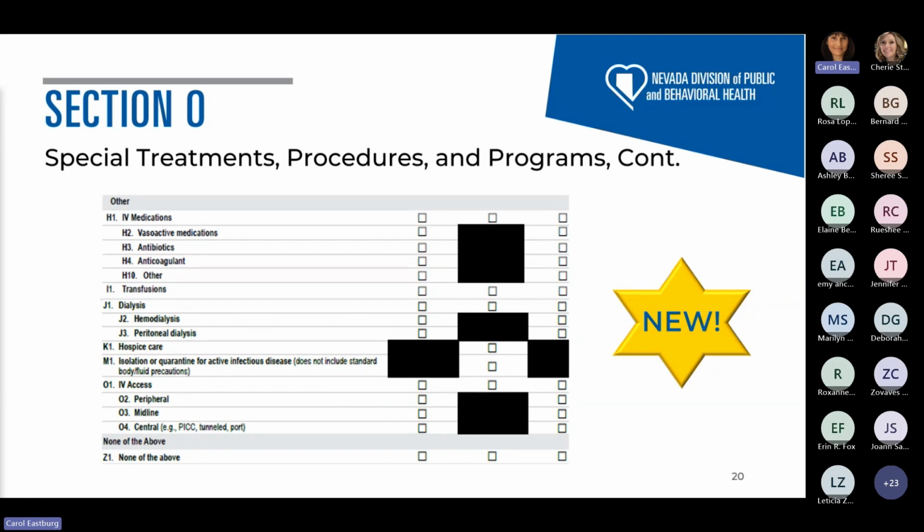All right, at O1, IV access now appears here with 3 specific access options. You now have O2 peripheral, O3 midline, and O4 central, which would include a peripherally inserted central catheter, or PICC, or a tunneled catheter or an implanted port. And of course, there is Z1 if they have none of the above.